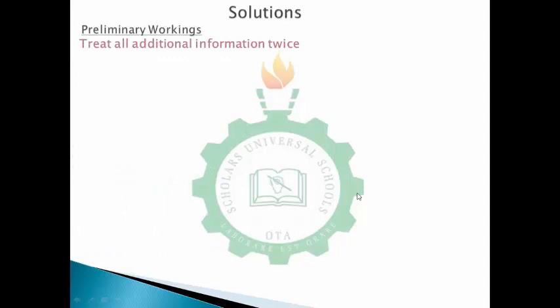Now the first thing it's advised to start with is your workings, that is your preliminary workings. Now you have to take note of this point, which says treat all additional information twice. For every additional information that you'll be given, you're expected to treat it twice. Please take note of that. Alright, so let's take the first additional information.